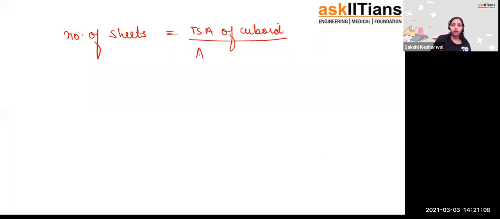So the number of sheets will be how much, beta? The number of sheets is equal to TSA of cuboid divided by the area of the square.